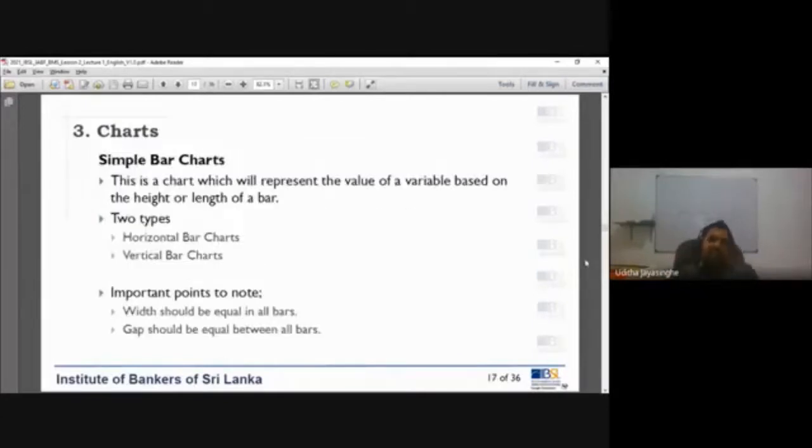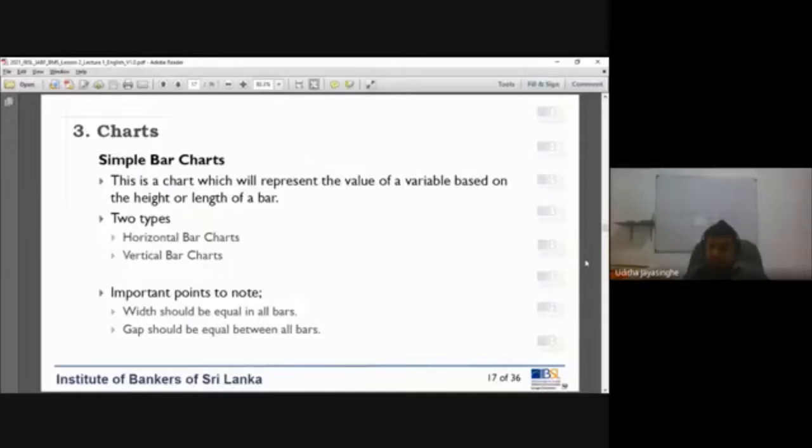Right. The first style of chart we are going to discuss is the simple bar chart. This is a chart which will represent the value of a variable based on the height or the length of a bar. So we can broadly have two types: horizontal bar charts and vertical bar charts. We have some examples coming up.